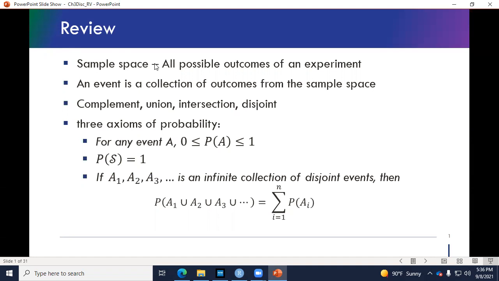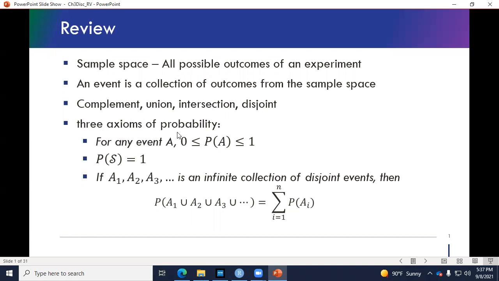That's you just write out all possible outcomes of the experiments. And an event is just a collection of the outcomes from the sample space, so it's just a subset of the sample space. And we talked about what is complement, what is union set, intersection of different sets, disjoint sets. And we'll cover a little bit more here in the next slide.